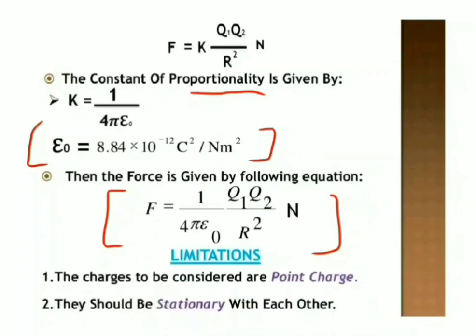Now we will have limitations of Coulomb's law. So we are going to discuss these limitations one by one. So our first limitation is the charges to be considered are point charges. Okay, so in case of Coulomb's law, we'll always have to consider the two charges as point charges. Now the second one is they should be stationary with respect to each other. Okay, if they start moving with certain velocity or acceleration, then we cannot apply Coulomb's law in those kind of configurations. So they should be stationary with each other.